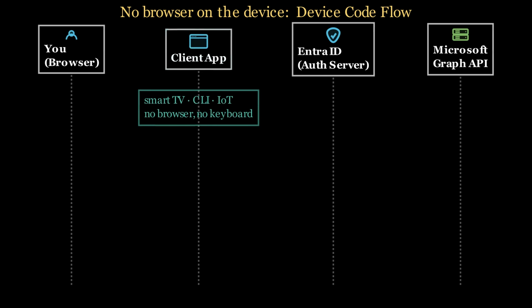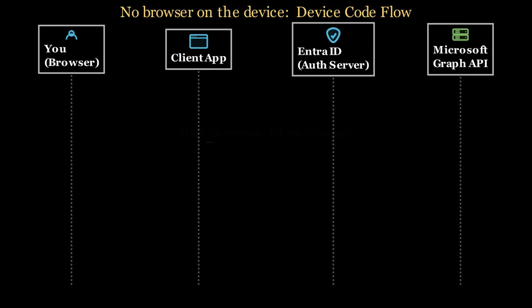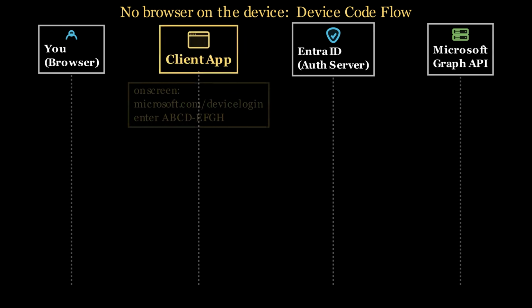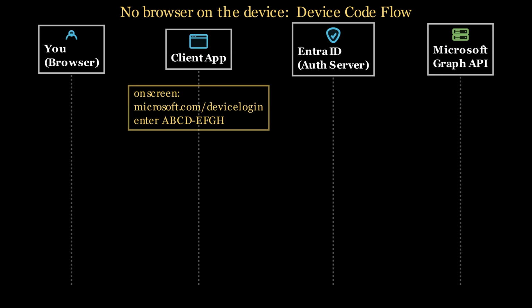Some things can't pop open a browser or take a password: a smart TV, a command line tool, an IoT device. So the sign-in is handed off to a second device. The device asks Entra's device code endpoint to start a login. Entra returns 2 codes, a long secret device code for the device and a short human code, plus a URL to visit. The device just shows a message: go to this URL on your phone and type in this short code.